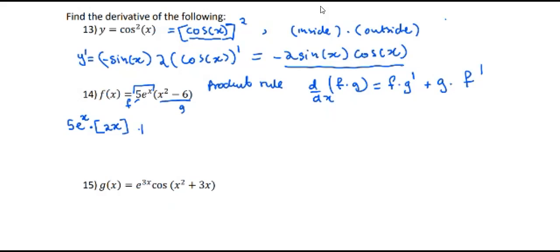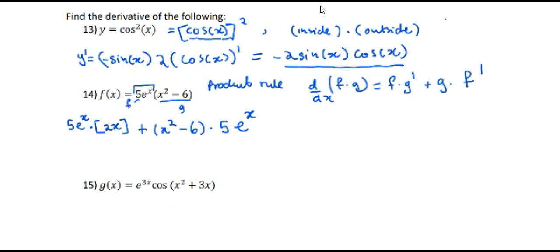Plus, we want to take g, so we do x squared minus 6, and multiply it by the derivative of f. So the derivative of f is just 5e to the power x. So again, you could leave it like this, and it's correct.